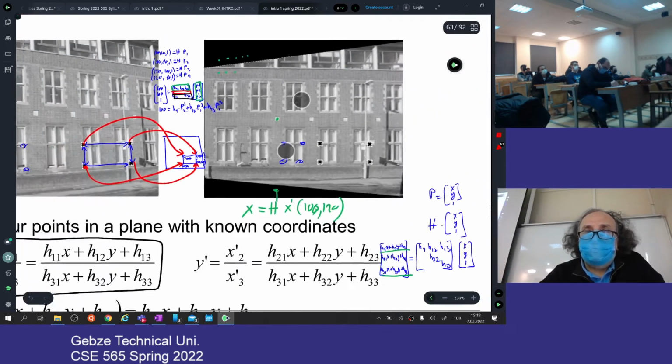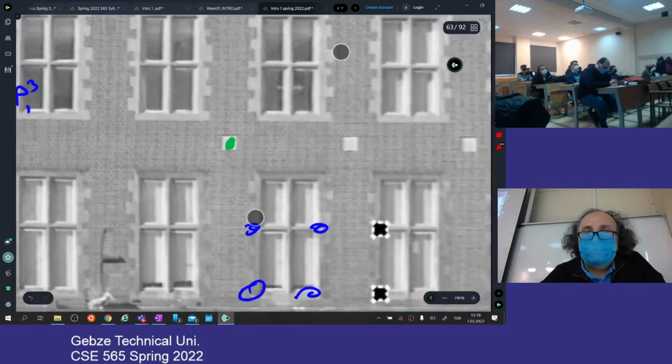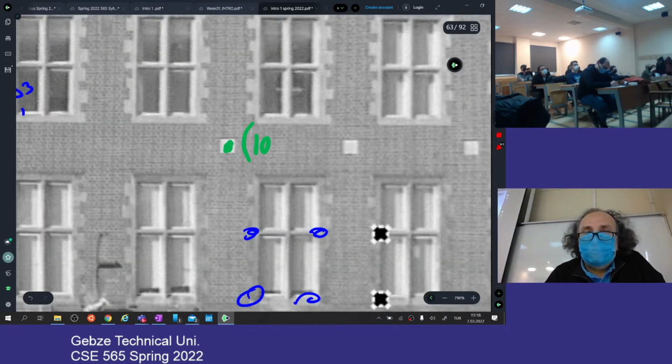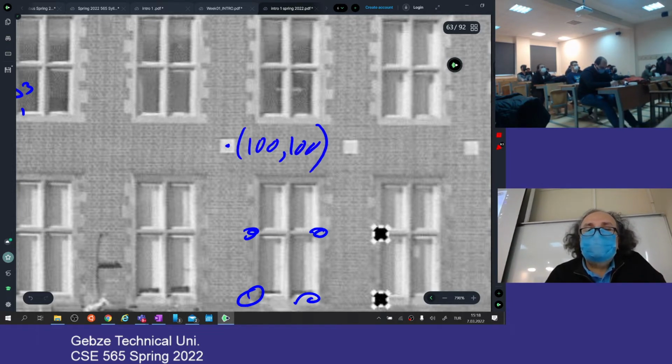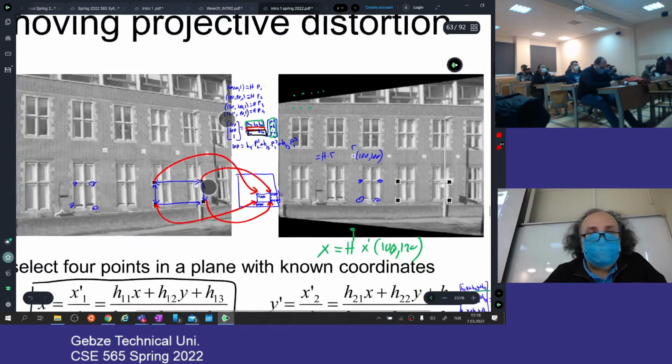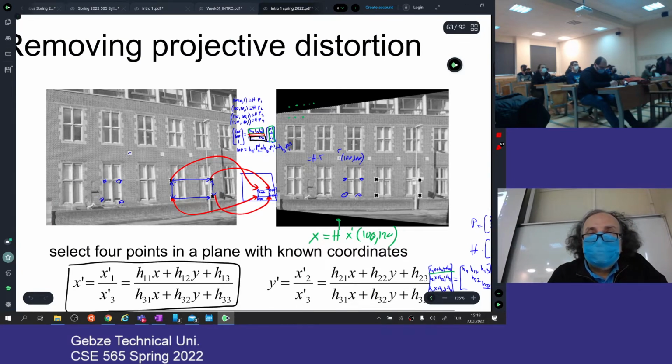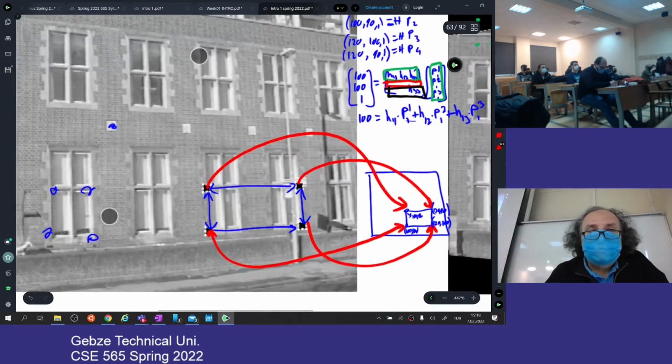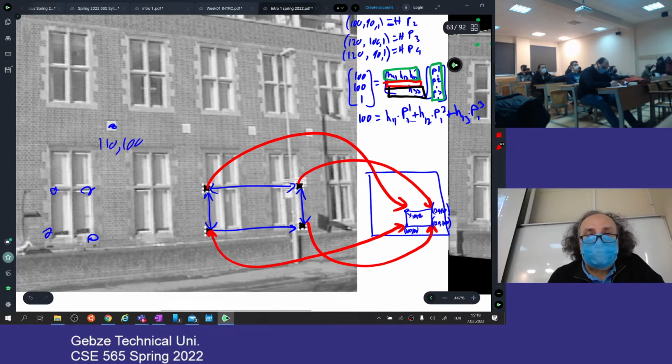Tell me the coordinates for this point. Let's say this is 100 by 100. Use a different color. For this point, it is, let's say, 100 by 100. Let's say this is our point R. If I multiply this R with H, I should get this point, and this point looks like it is 110 by 100, something like that, right?